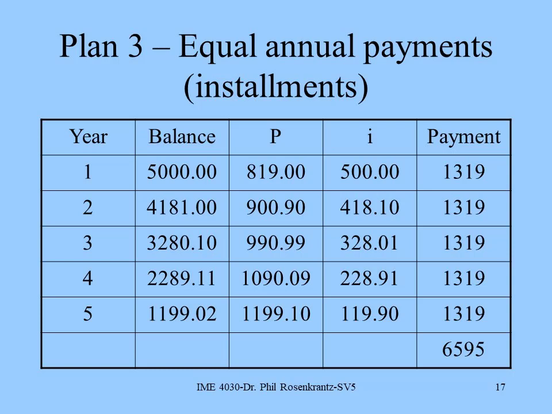$4,181. So our interest in year 2 is going to be 10% of that, which is $418.10. The rest of my annual payment will go to the principal. That would be $900.90. So do you see what's happening here? We compute our interest first. The rest of the payment goes to principal, and it reduces the next year's principal balance. And what happens is, when we finally get down to the end, everything zeroes out. We've paid off the loan, and if you add up the 5 annual payments, you get a total amount that we paid for the loan of $6,595.